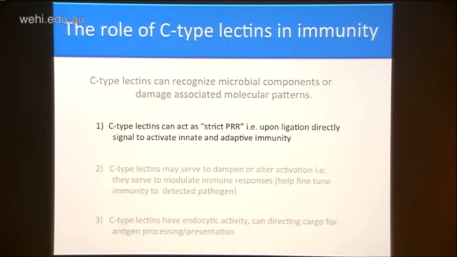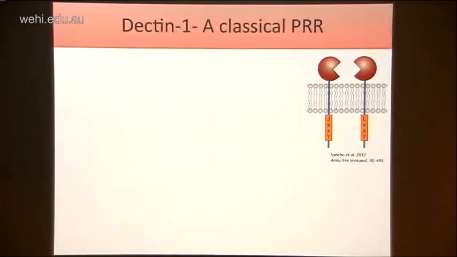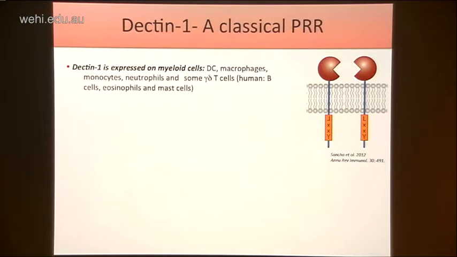Now, with all those caveats aside, I want to start focusing on the C-type lectins that can in fact act as strict pathogen recognition receptors and give you an example of how this might work. My first example is Dectin-1. It's probably the very best studied molecule, and it's a classical PRR. What I mean by that will become obvious in a second. Dectin-1 is expressed on myeloid cells, including dendritic cells, macrophages, monocytes, neutrophils, and some other cells. And you can see a similar kind of expression pattern on human cells.